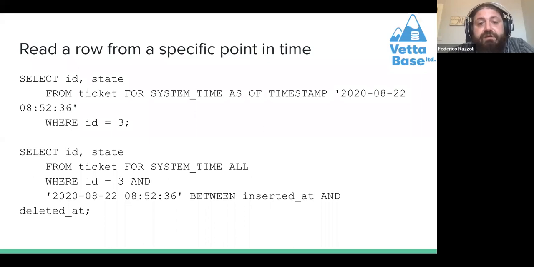And here I show you how to read a row from a specific point in time. If you want to use the special temporal table syntax, you can use the first version of the row for system time as of timestamp. But again, it's not necessary. You can write a regular query with a normal where, in this case, where ID equals number, and date between inserted at and deleted at. So basically, this date will be greater than inserted at and smaller than deleted at. Okay.